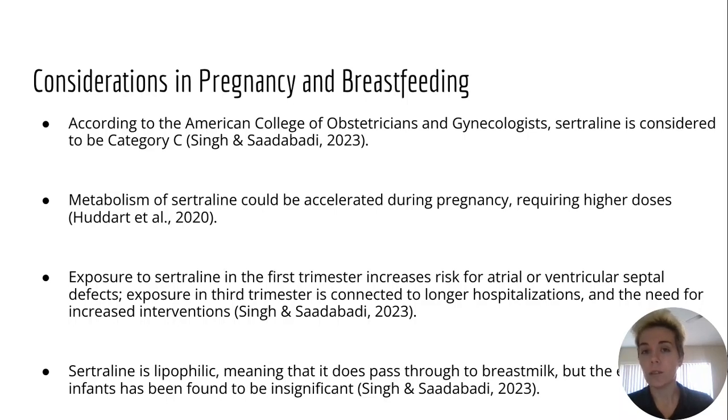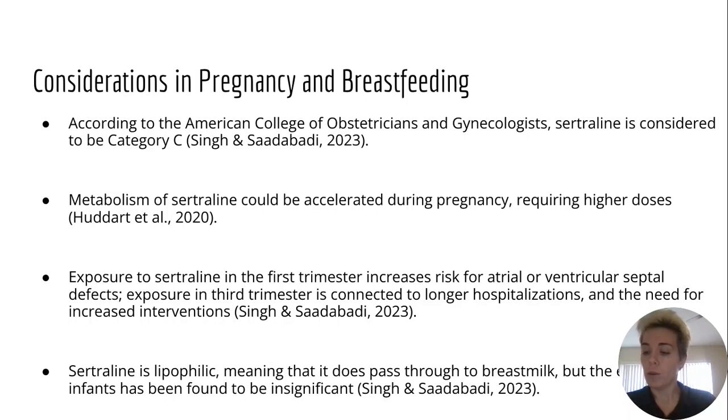Later in pregnancy, it's recommended to taper sertraline because its use is associated with increased hospitalizations and the need for supportive measures such as tube feeding or respiratory interventions. Thus, the benefits and risks of sertraline use must be considered throughout the entirety of pregnancy.